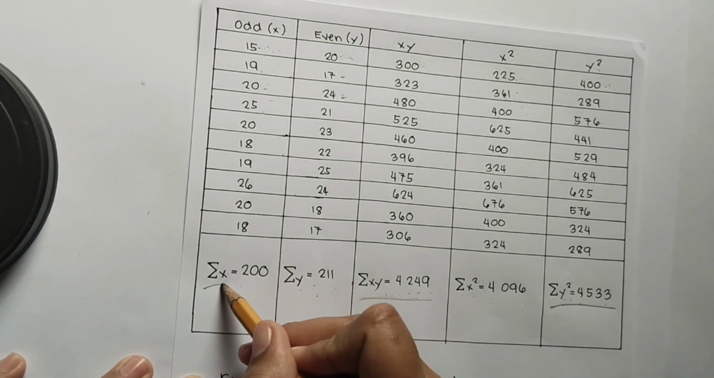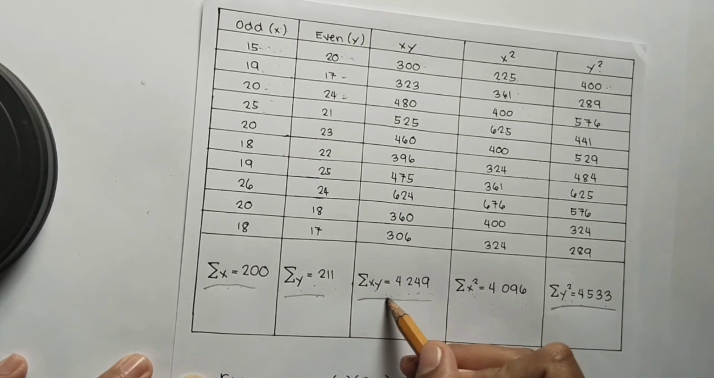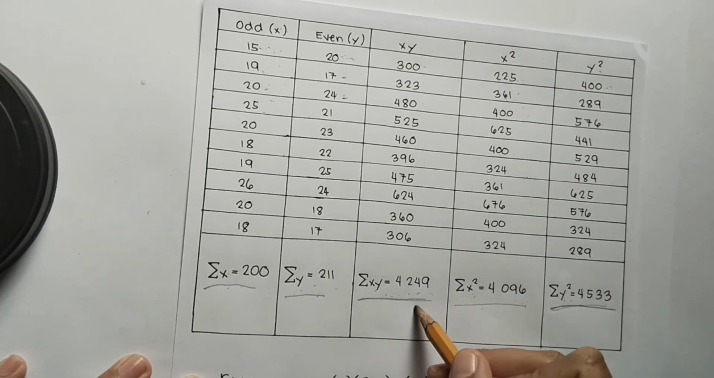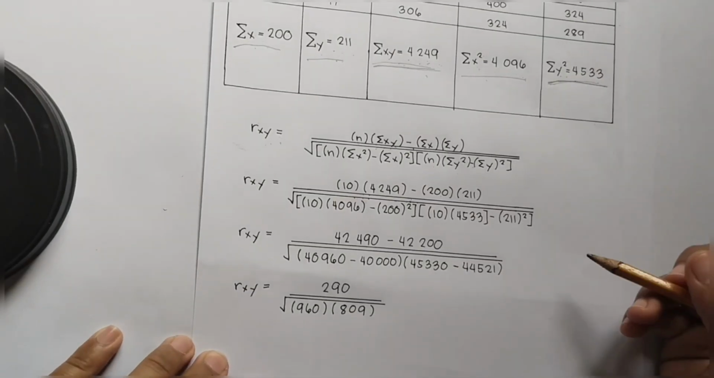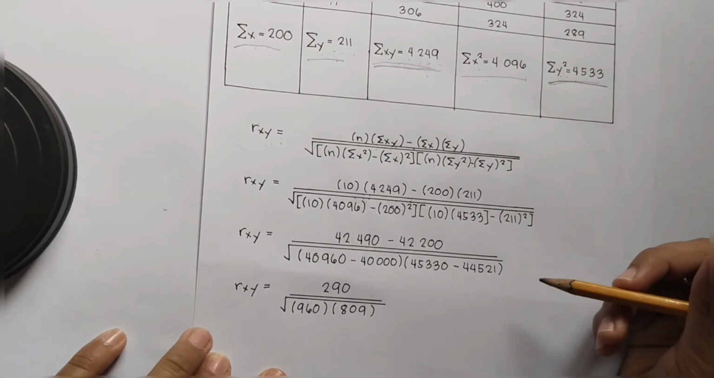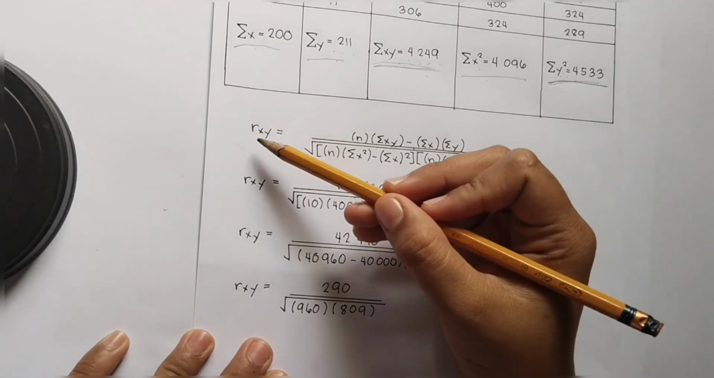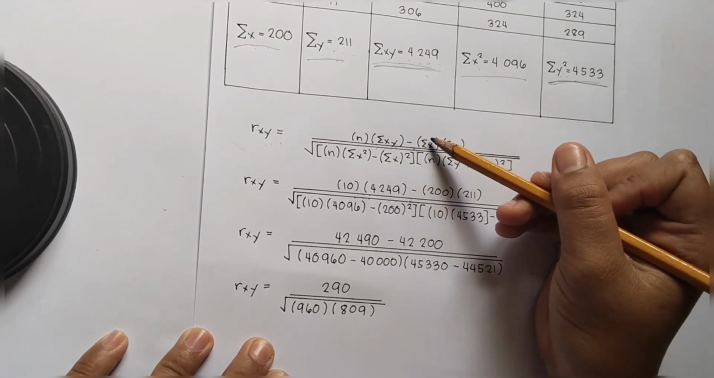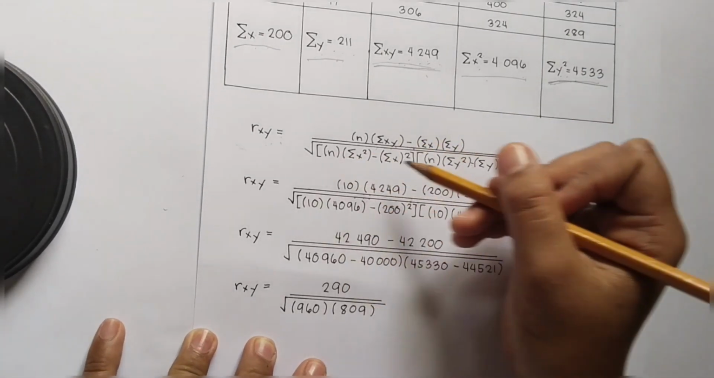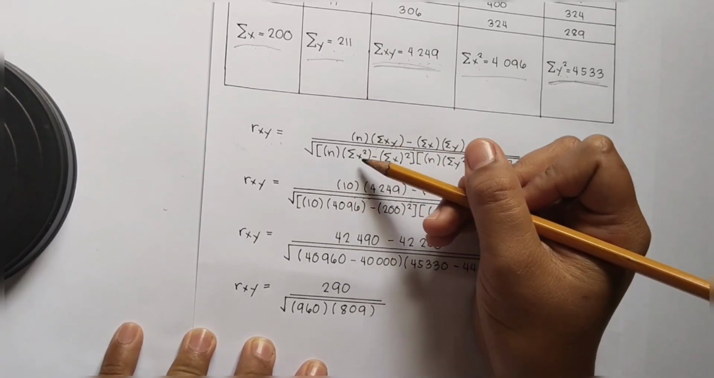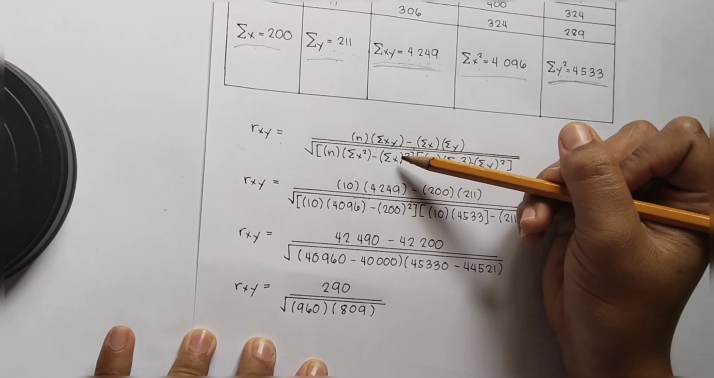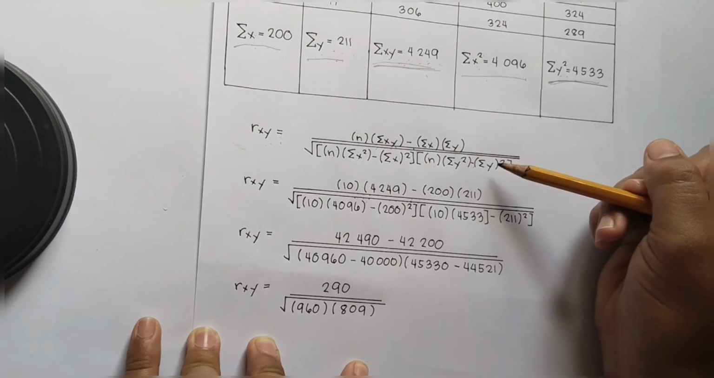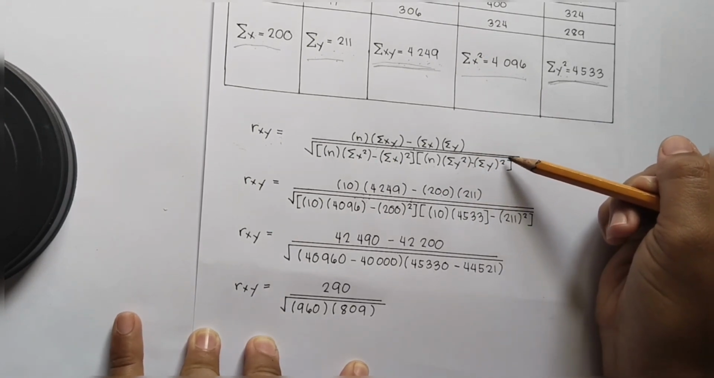Di ba nabanggit kanina, in order to solve the reliability of the odd and even items, need natin tong hanapin si summation of x, summation of y, summation of xy, summation of x squared, and summation of y squared. So, ngayong nahanap na natin, ang next naman ay isa-substitute na natin yung mga value na nakuha natin sa ating formula, which is yung Rxy is equals to n times summation of xy minus summation of x times summation of y over the square root of n times summation of x squared minus summation of x quantity squared times n times summation of y squared minus summation of y quantity squared.